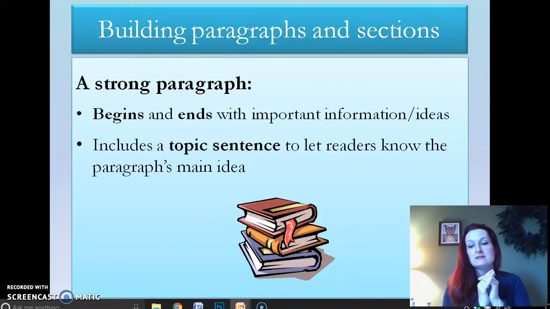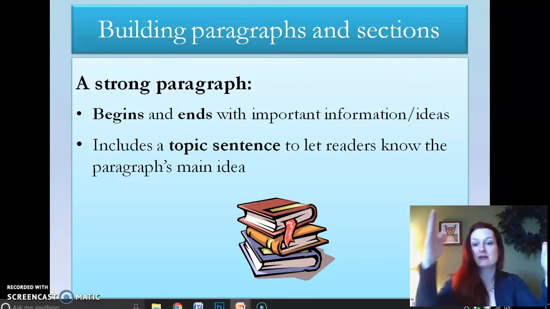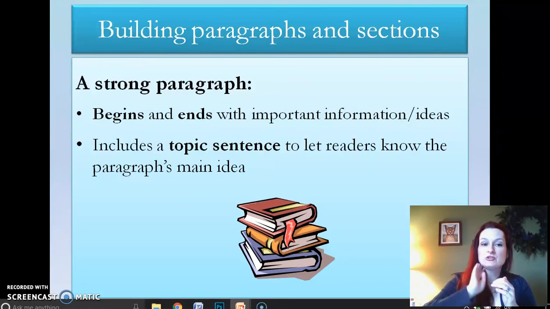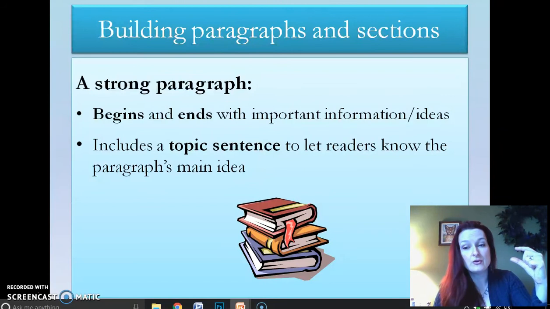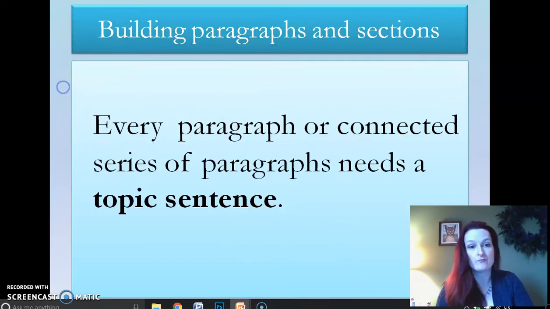So let's talk about what makes a strong paragraph. A strong paragraph should begin and end with important information and ideas. So think of it like bookends. Important stuff here, important stuff here. It should include a topic sentence to let readers know the main idea, and that is usually going to come at the beginning of a paragraph. So you'll open with your topic sentence. So it's on a kind of micro level, kind of like what a purpose statement is for the whole paper.